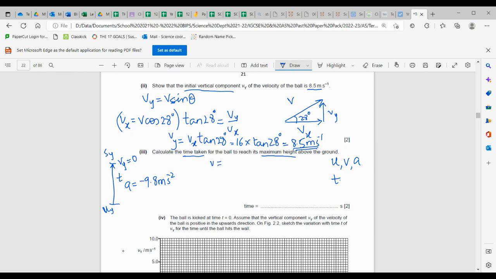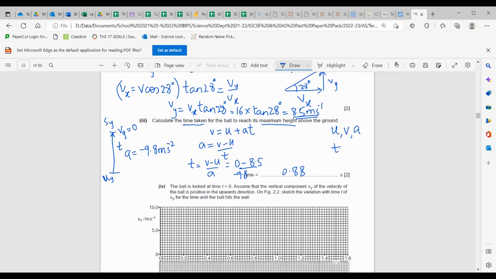So I can write the equation as v equals u plus at, which is basically the basic definition of acceleration, v minus u over t. If I rearrange the equation to make t my subject, I end up getting v minus u over a, which becomes 0 minus 8.5, which was the initial vertical velocity we calculated in the previous part, divided by minus 9.8. And the answer we will get is 0.88 seconds.